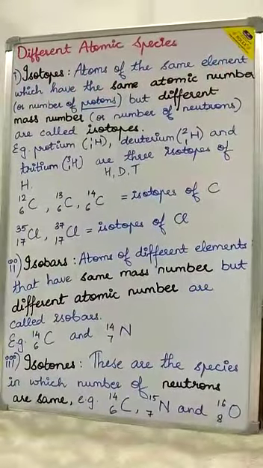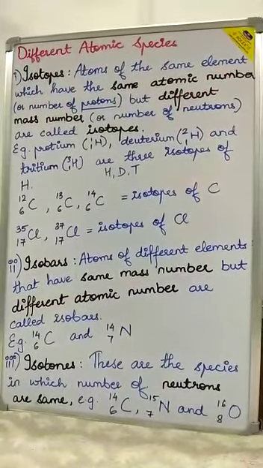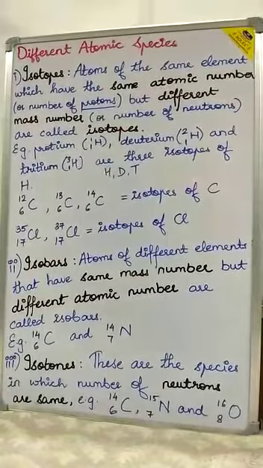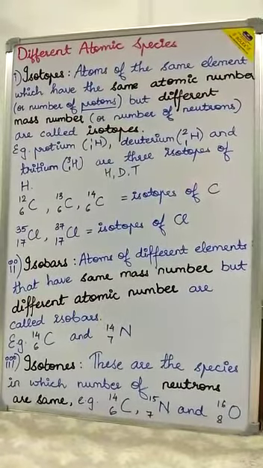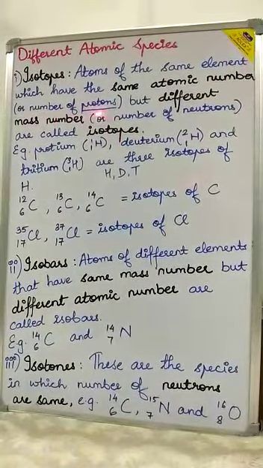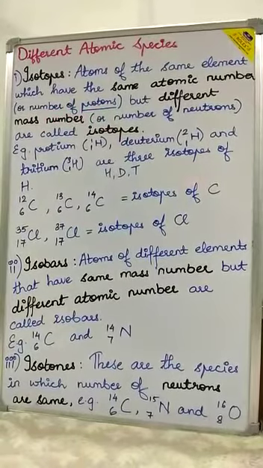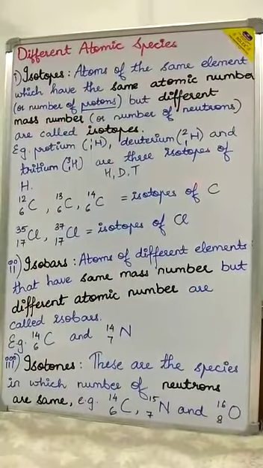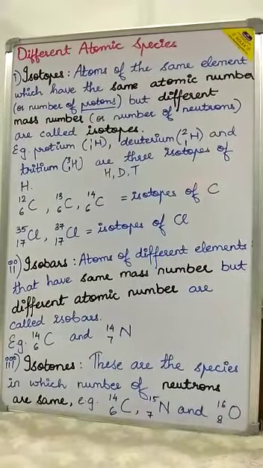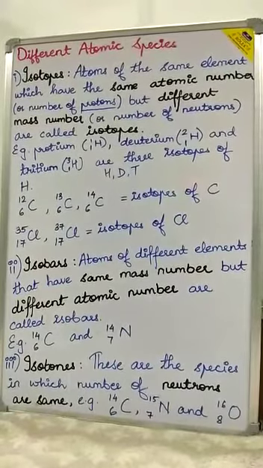Atoms of the same element which have the same atomic number but different mass number are known as isotopes. So students, if these atoms have the same atomic number, they must be having the same number of protons and electrons, isn't it? And if they have different mass number, so mass number is actually what? Mass number equals the number of protons plus the number of neutrons. So what is different, students, over here?